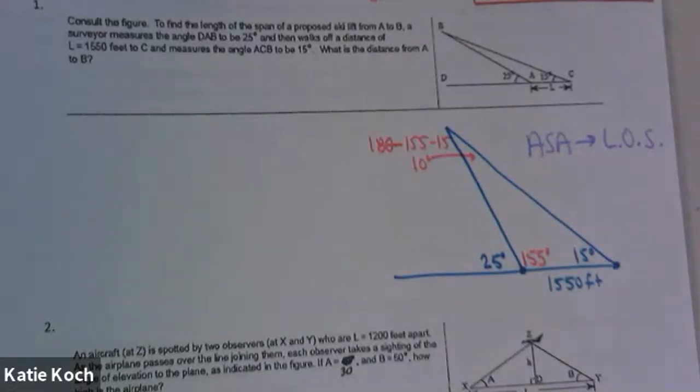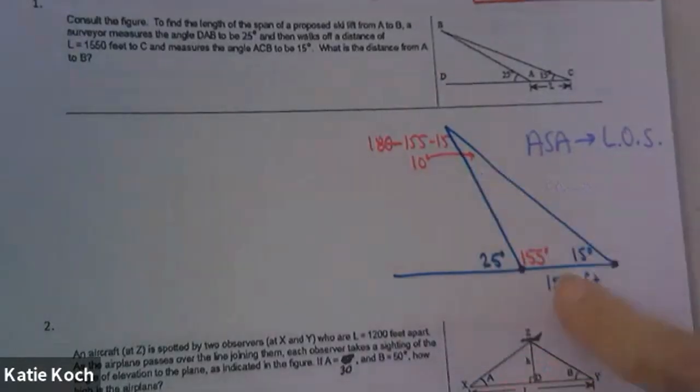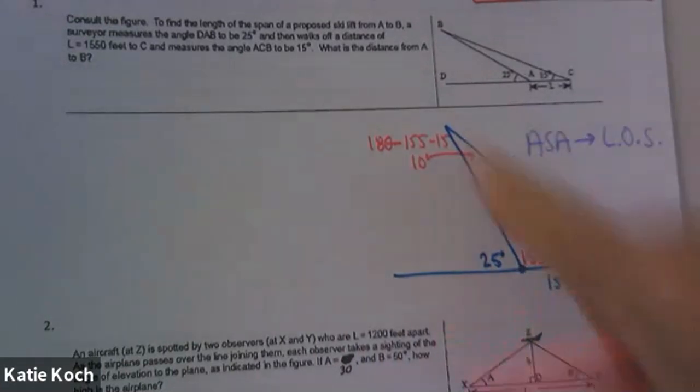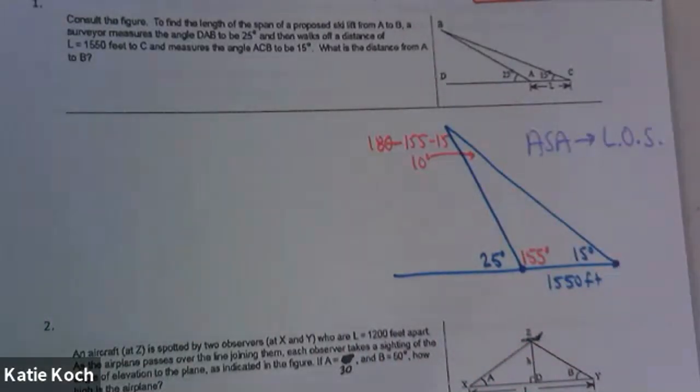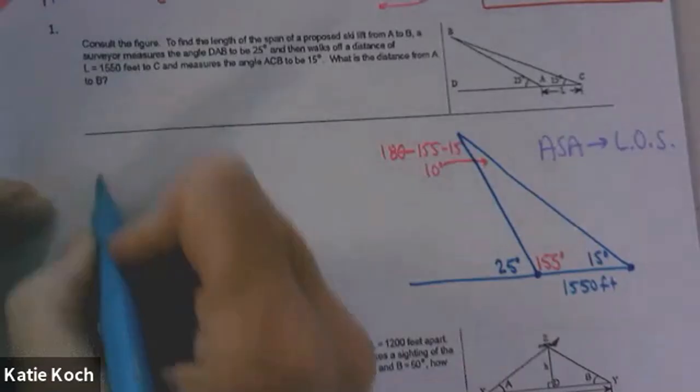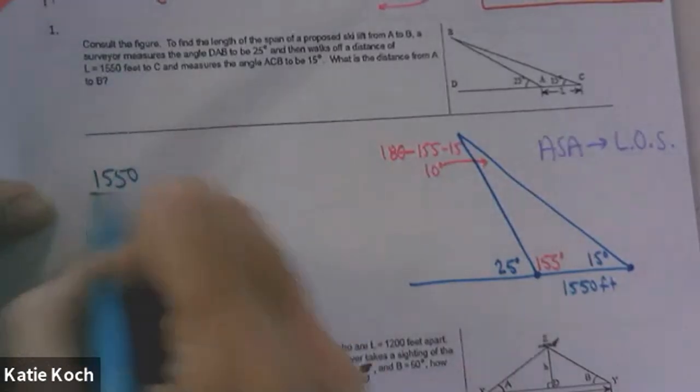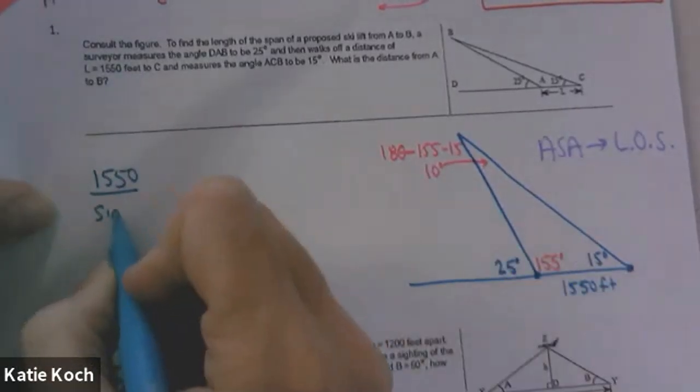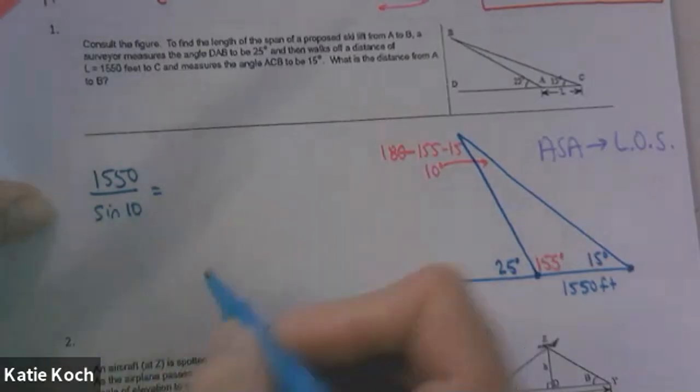This is all I need, guys. I need an angle and the side across from it. So when I have that for any triangle, doesn't have to be a right triangle, I can set up my law of sines, which says the length of the side divided by the sine of the angle equals the length of the side.